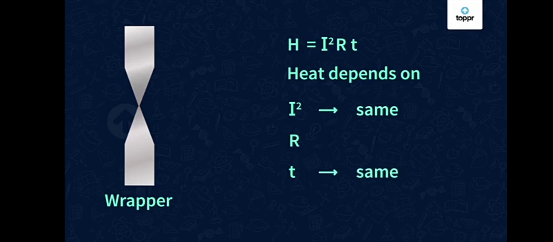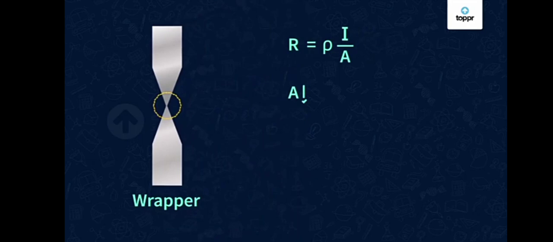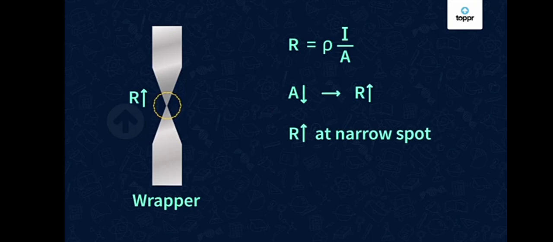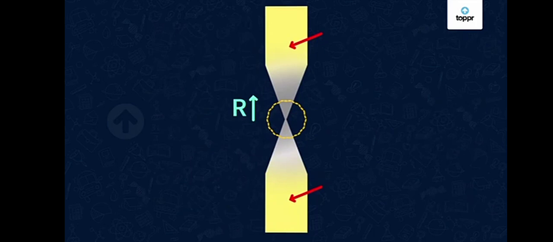But is the resistance the same throughout the wrapper? Can you see that the cross section of the wrapper is small in the center? And earlier we learned that if the area is small, the resistance increases. So the resistance is higher at the spot, which means the heat produced will also be higher. That is why the wrapper burns at this specific spot. The heat produced in the other parts was not high enough to burn them, but the heat produced at the narrow spot was high enough to burn it. Hope you got the logic and enjoyed learning this interesting fact.